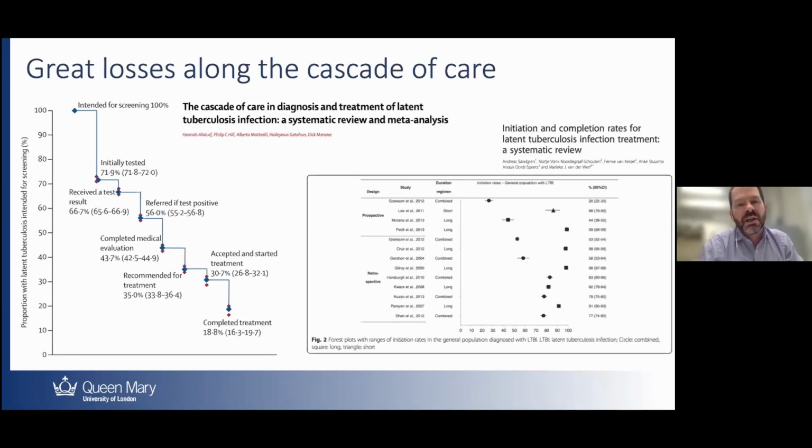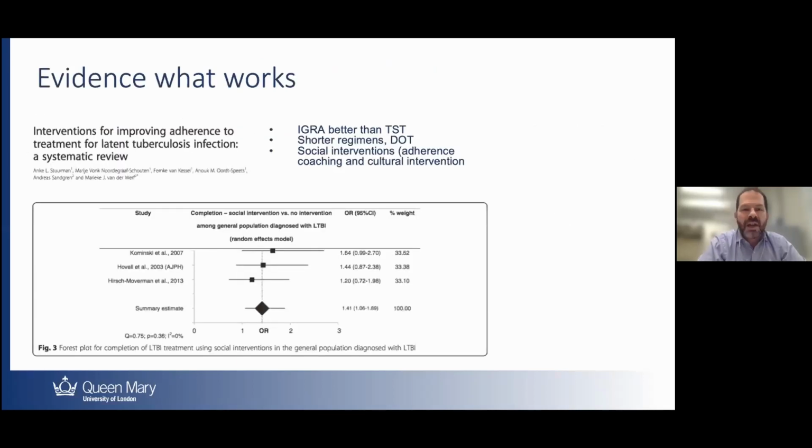I don't need to remind any of you of the seminal paper from Hannah Alsdurf, which maps out the leaks in the screening cascade. Here we've got intended for screening 100% and completed treatment at barely 19%, and there are a number of reasons for that, also quite well described. There is also some evidence of what works. You can look at the patient level and at the provider level, and they're both very important. And again, I'll come back to that too.